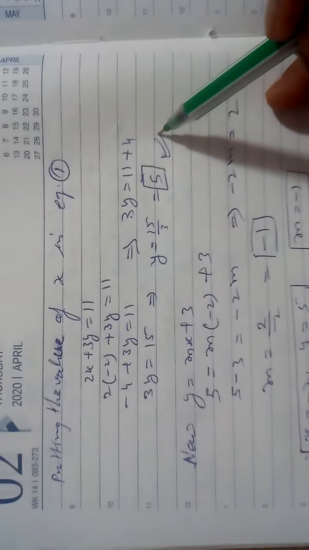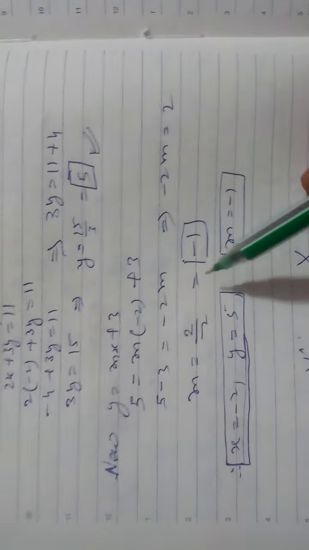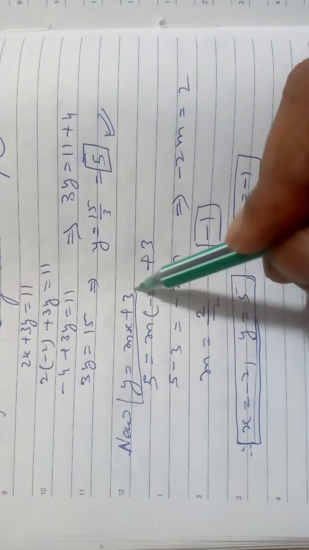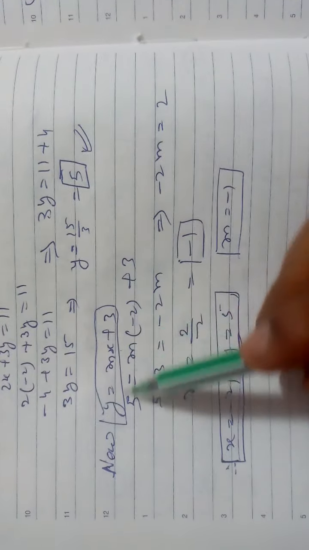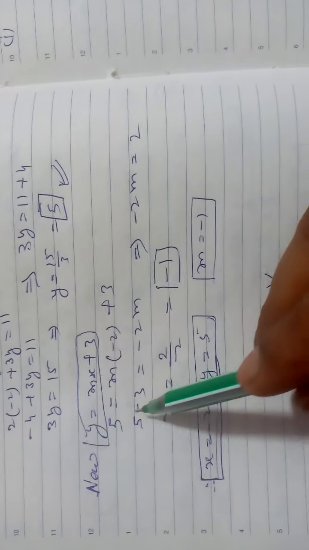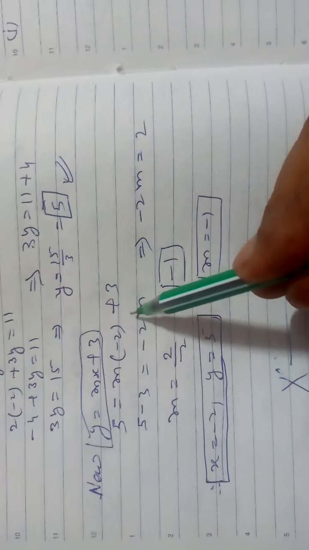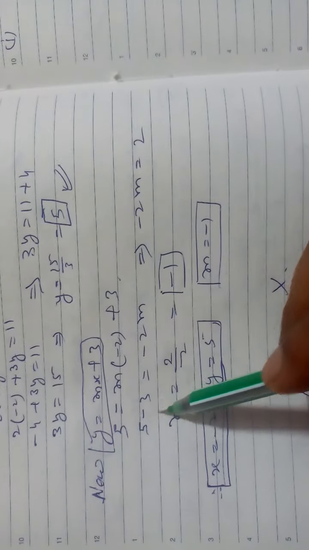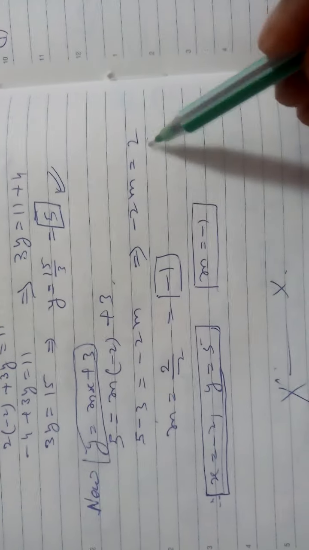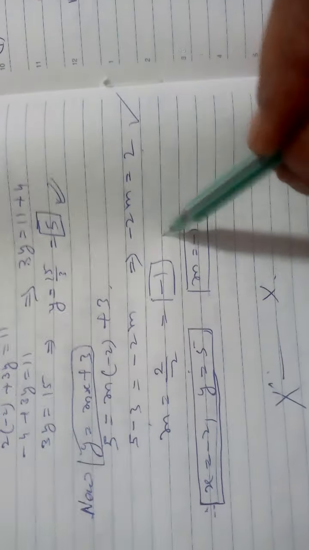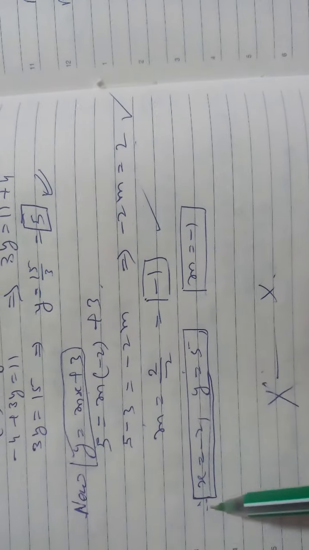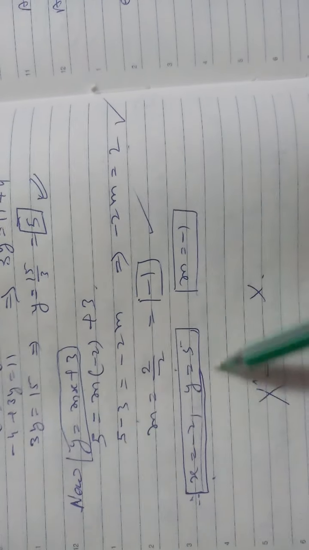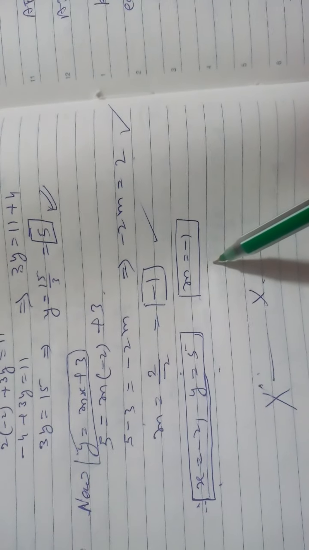Now it is your answer. X and y you are getting, but you want to get m. So now in this expression, which is given in the question, putting the values of y and x: 5 equal to minus 2m plus 3. So 3 will go to this side, by minus 3, what are you getting? 2. So minus 2m is equal to 2. So m is equal to 2 upon minus 2, which is minus 1. So you are getting 3 answers: one x, one y, one m.